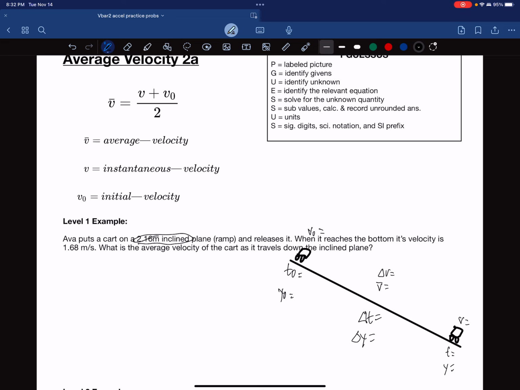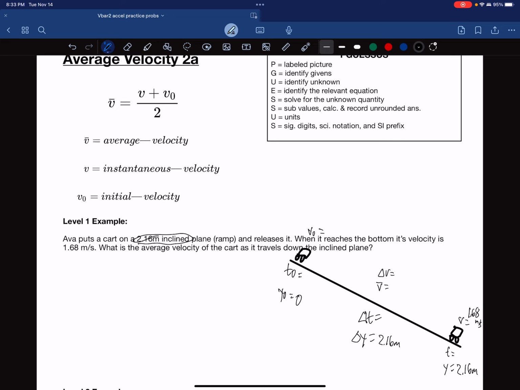2.16 meters. Now, if we look at that, we can see that that is the change in position, 2.16 meters. We might say the starting position was 0 and the end position was 2.16. So when it reaches the bottom, its velocity is 1.68. All right, so 1.68 meters per second. And we want to know the average velocity of the car as it rolls down the incline.